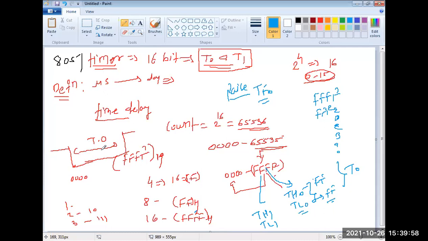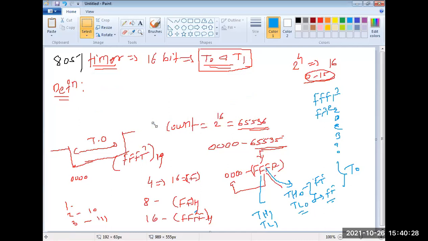Clear? Did you understand now? More clear? Hello, understood or not? Is it understood? Kanai, Mahesh? Yes, sir.